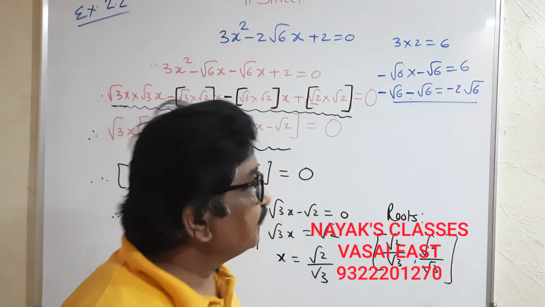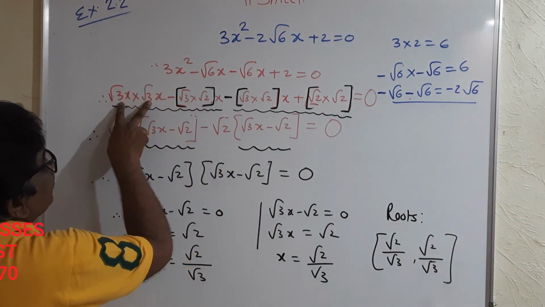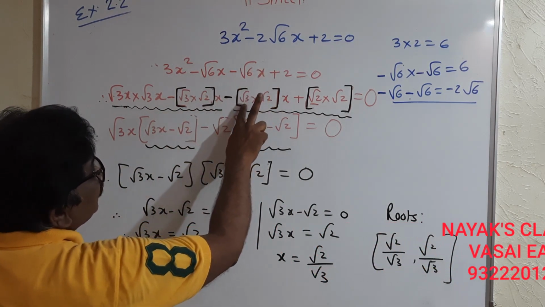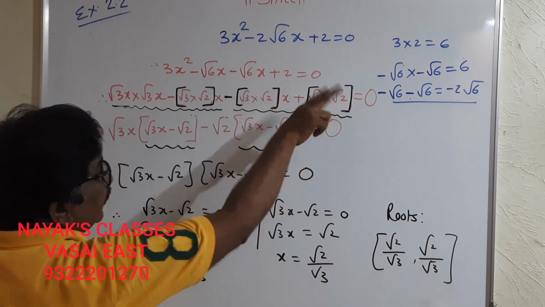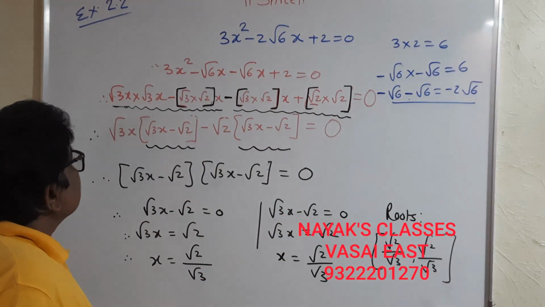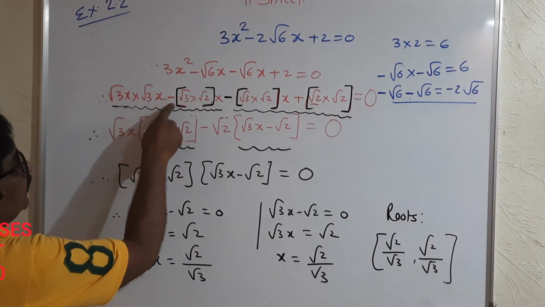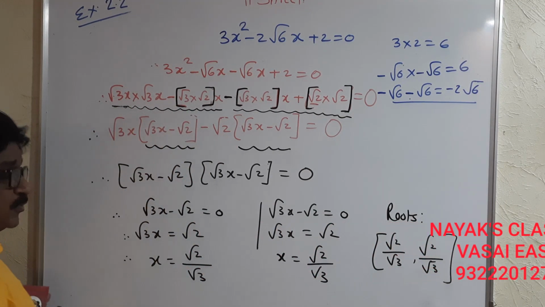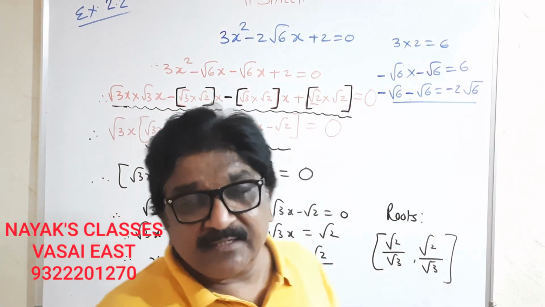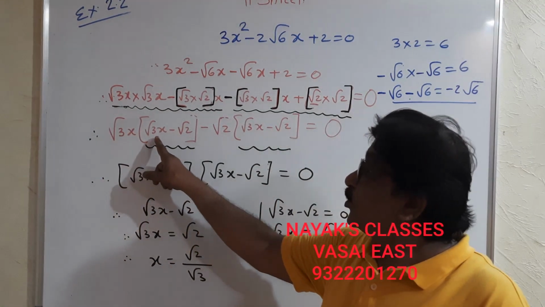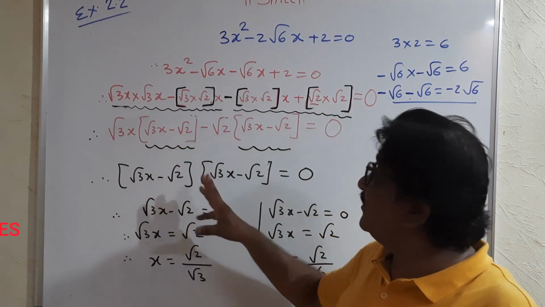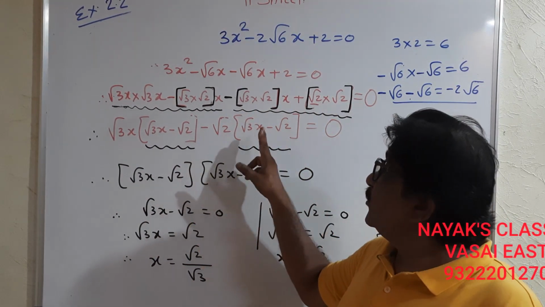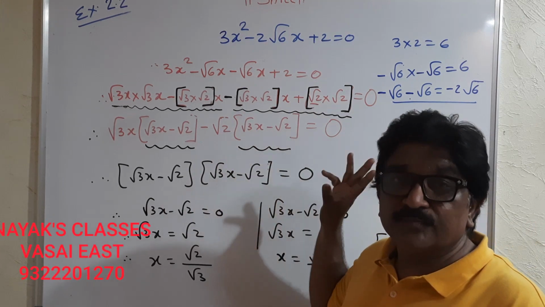It's very nicely written. 3 means root 3 into root 3. Root 6 means root 3 into root 2. And 2 means root 2 into root 2. Take out the common. Root 3x is common, and inside the bracket it is root 3x minus root 2. Similarly, take out root 2 common, you will get root 3x minus root 2.